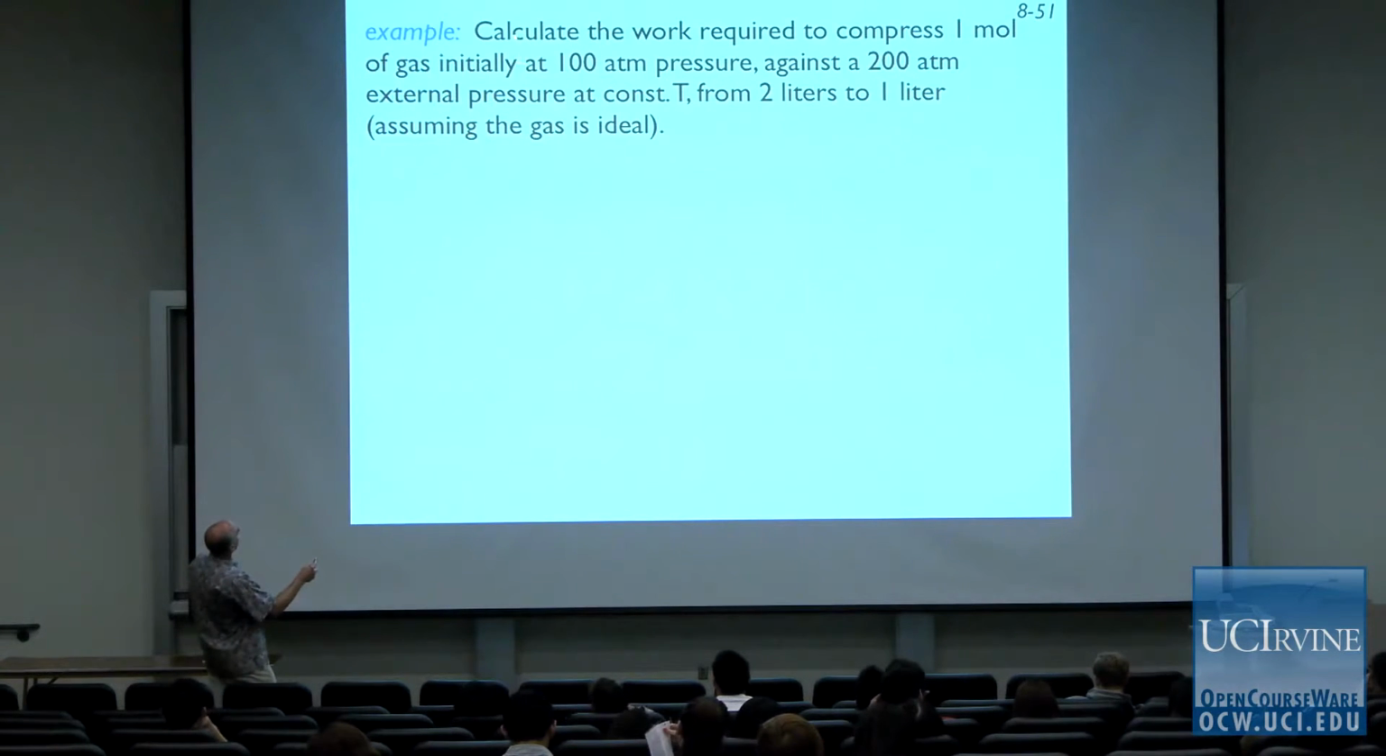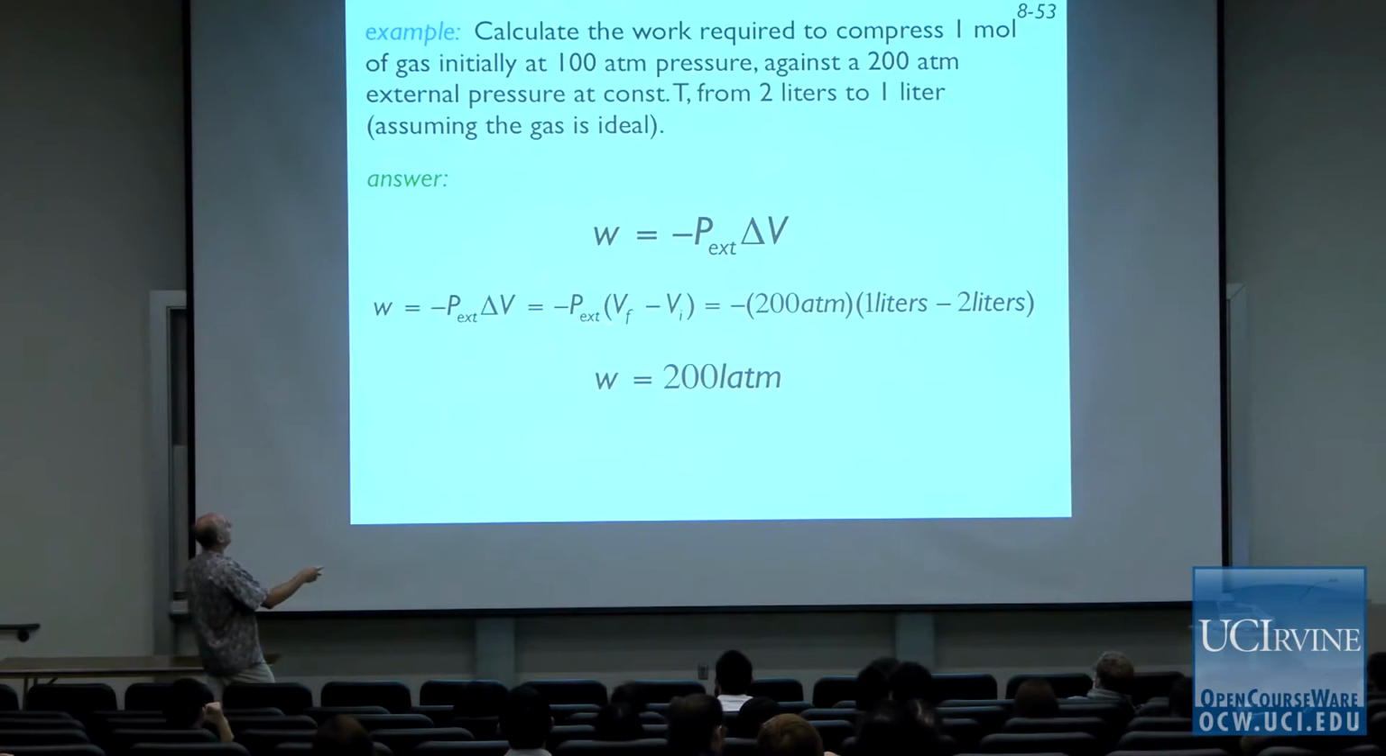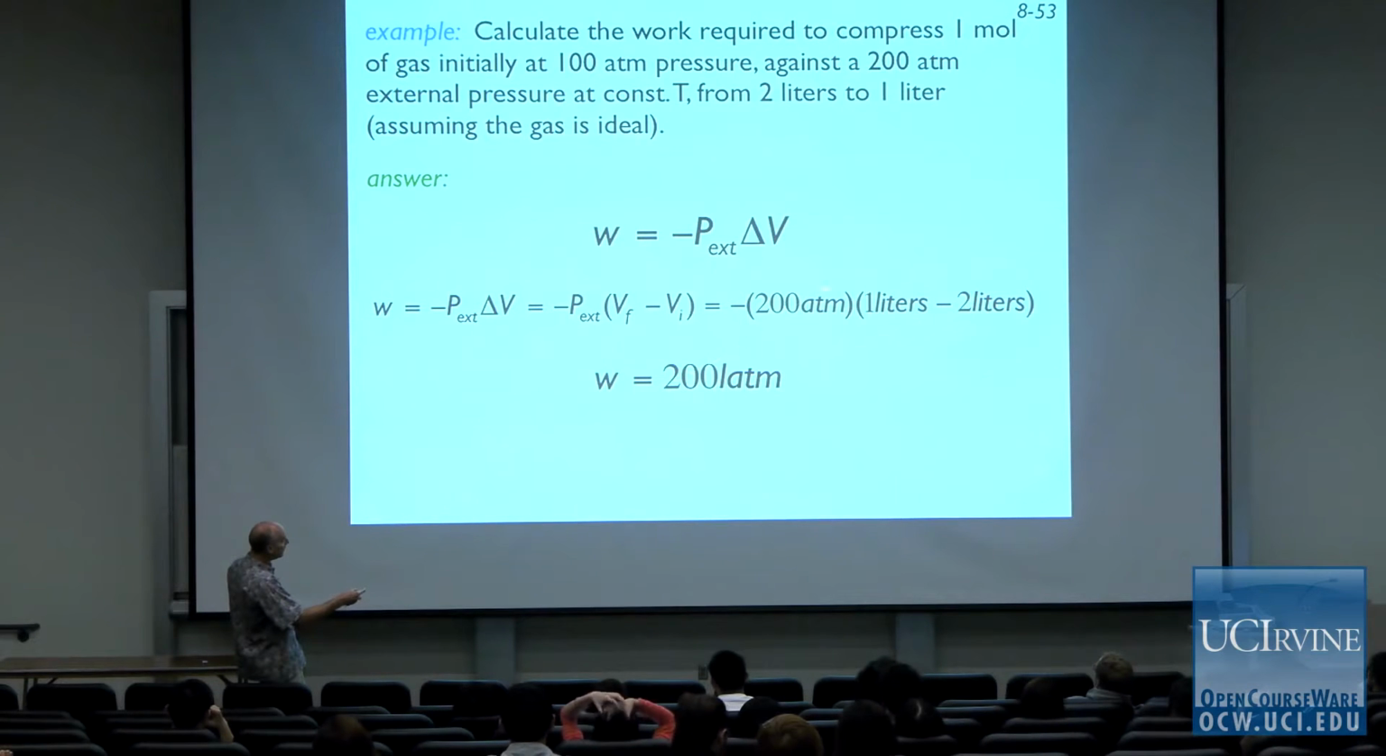Let's do that. Calculate the work required to compress 1 mole of gas initially at 100 atm pressure against a 200 atm external pressure at constant temperature from 2 liters to 1 liter, assuming the gas is ideal. So we need work equals minus P external times delta V. I can plug in the change in volume from 2 liters to 1 liter. 1 liter is the final volume, 2 liters the initial volume. We only need P external, against a 200 atm external pressure. My goodness. And so when I do this calculation, I get 200 liter atmospheres.